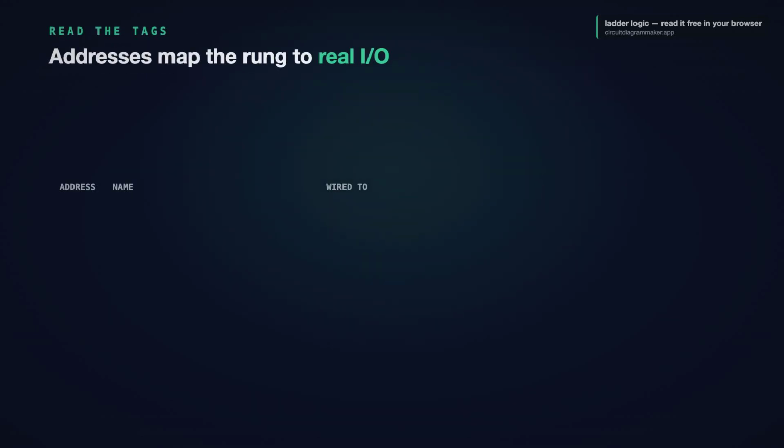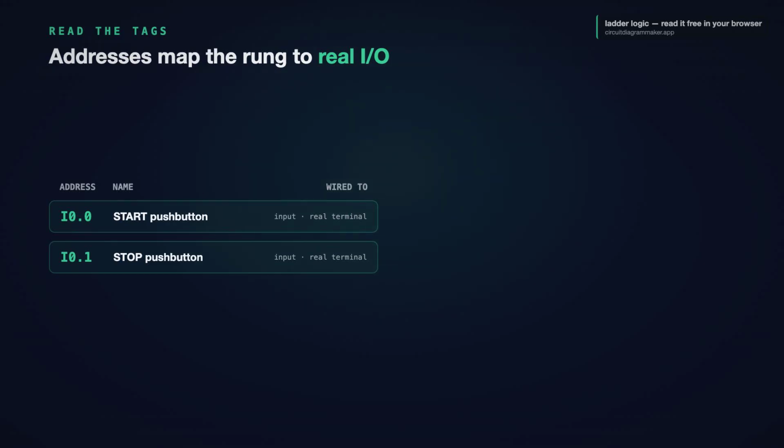One more layer turns a drawing into a real machine. The addresses. Look under each symbol for a tag. Inputs start with I. Start might be I0.0. Stop is I0.1. Outputs start with Q. The motor coil is Q0.0.